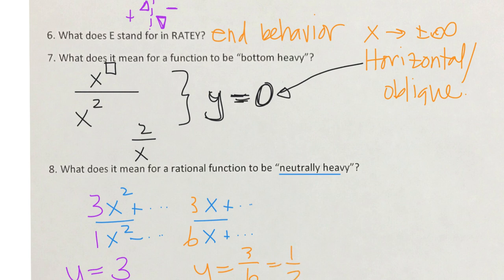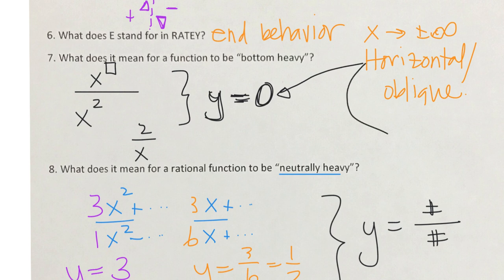Whenever we have a neutrally heavy, we are looking at y equals the coefficients of your highest power, the coefficients of your variables, for this horizontal asymptote. It's not on your x-axis anymore; it is somewhere else, above or below, depending on whether that's positive or negative.